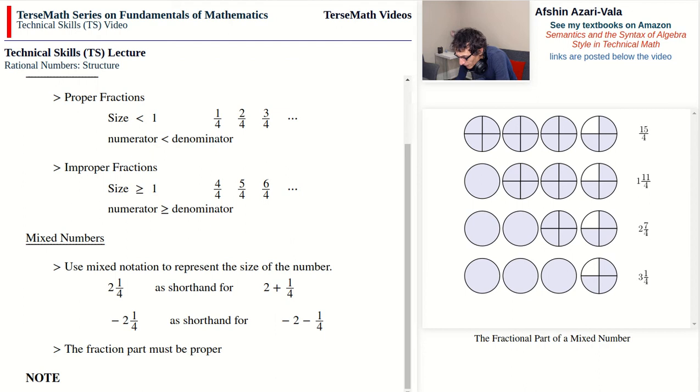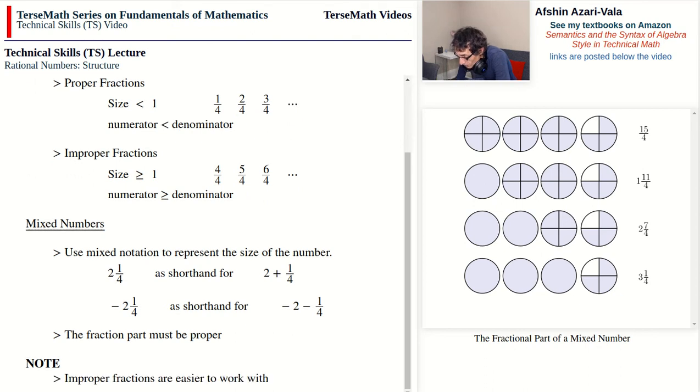Okay, now we should be able to go from improper fractions to mixed numbers and back. So if somebody gives me 2 and 1 quarter, I should be able to change it to 9 quarters, and vice versa. If somebody gives me 9 quarters, I should be able to change it to 2 and 1 quarter. Why? The reason is because improper fractions are easier to work with. For the most part, there are some exceptions when you add and subtract, but for the most part, in the majority of scenarios, including in all multiplications and divisions, improper fractions are much easier to work with.